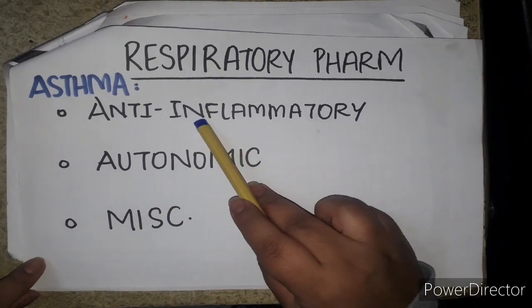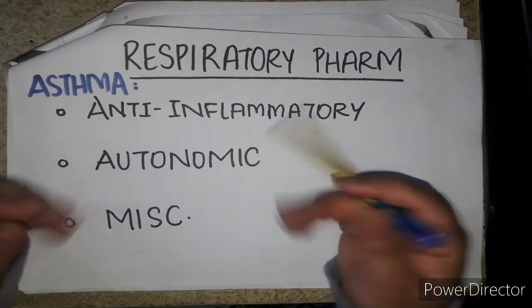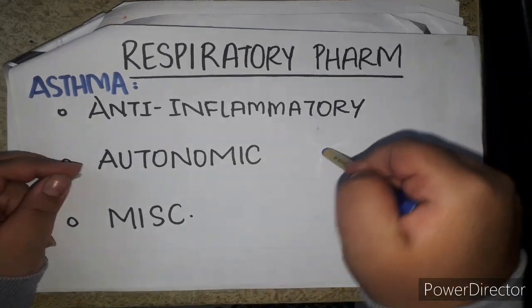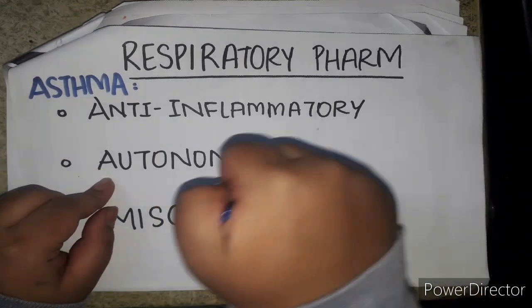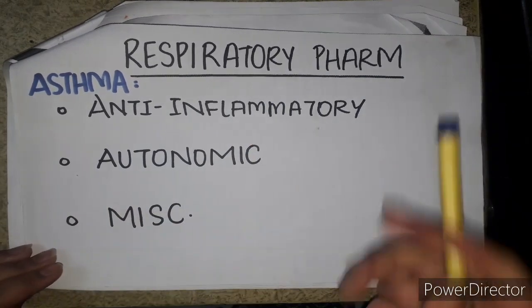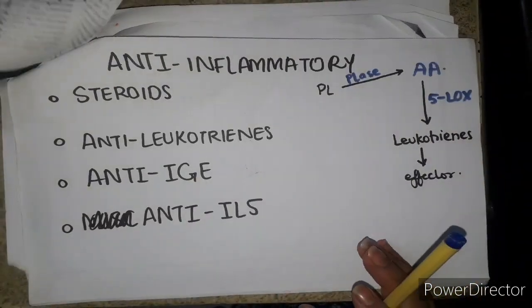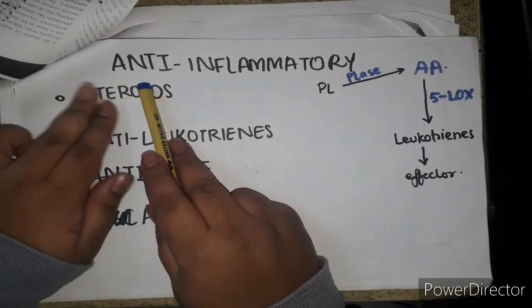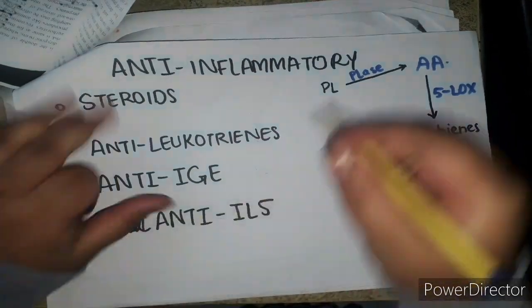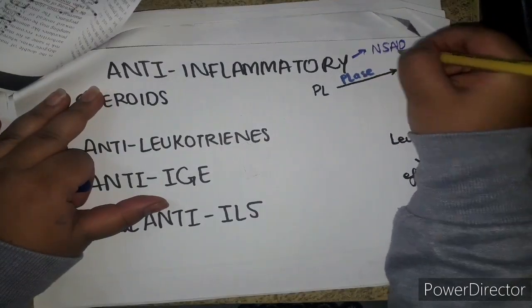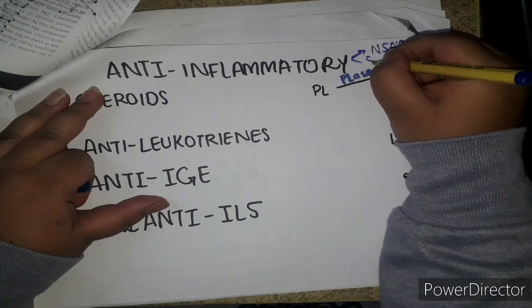Because you know that asthma is a process that is related with bronchial hyperactivity. Anti-inflammatory drugs help reduce the hyperactive part. Autonomic drugs help in reducing the tone of the bronchial muscles, and other drugs also help in the process. So, first of all, we have anti-inflammatory drugs. We know that anti-inflammatory drugs are of two types. They are NSAIDs, non-steroidal anti-inflammatory drugs, and steroids, right?